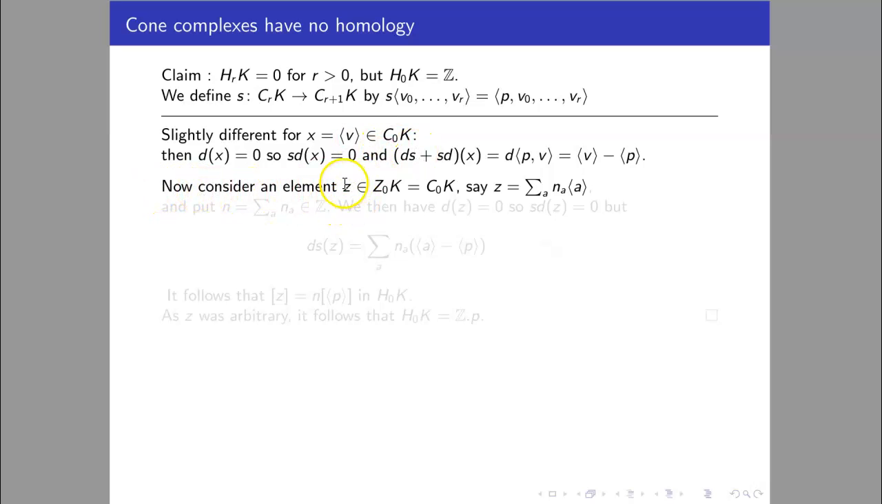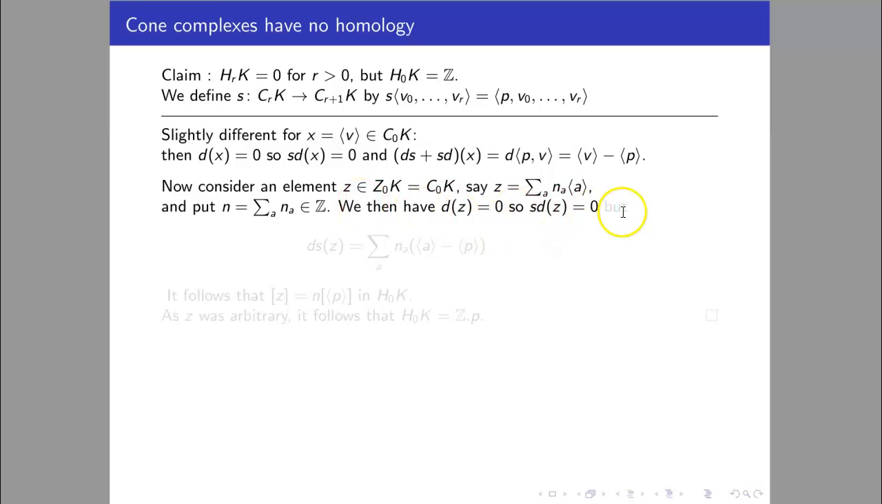So now let's look at a cycle z in Z0K. Okay, but Z0K, remember, that's just the same as C0K. Z0 is the kernel of the map from C0 to C minus 1, but C minus 1 is 0, so that kernel is the whole group C0. So that means that z can be expressed as a sum of these vertices a multiplied by some integer coefficients na. So let's let n be the sum of all these coefficients. Okay, so basically you've got a bunch of points with multiplicities, and we're just taking n to be the total multiplicity.